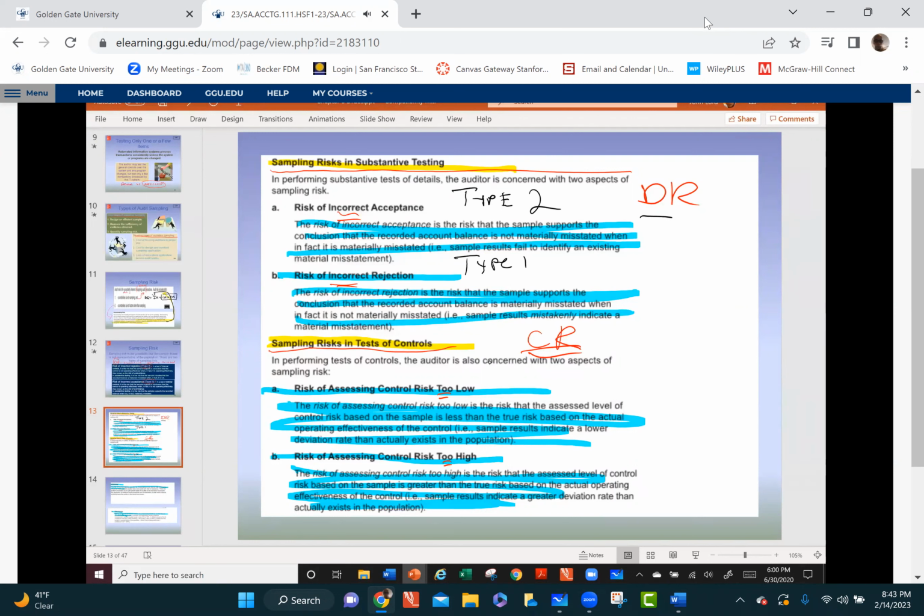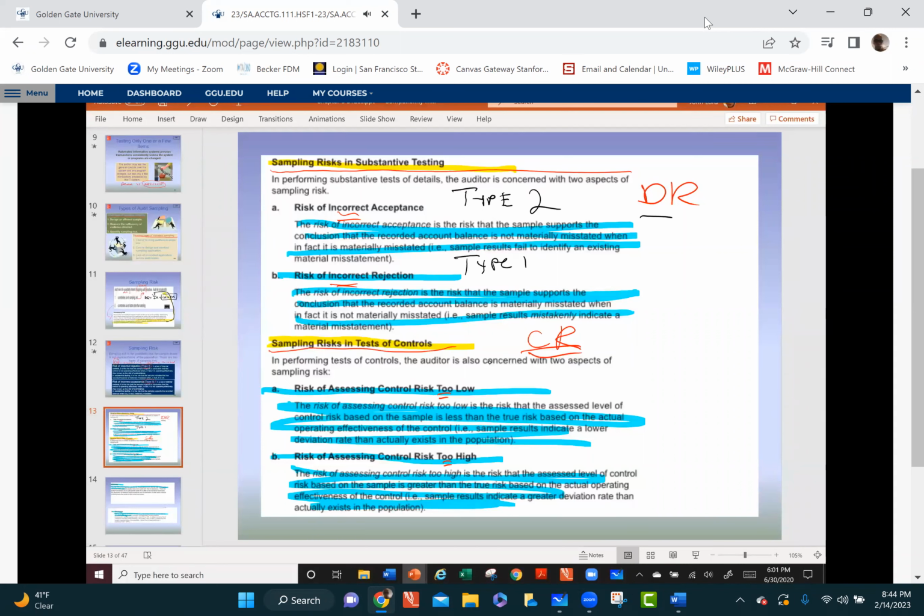Okay, what's incorrect rejection? Incorrect rejection is I send out my sample, 100 accounts receivable confirmation. I send those out and I get a bunch back that say there's an error. And based on that sample, I determine that the account balance is materially misstated when in fact, if I had time to look at the remaining, whatever it comes out to, 9,900 accounts receivable, I would have found that there was not a material misstatement. So I incorrectly rejected that account balance. Okay, risk of incorrect acceptance, risk of incorrect rejection.